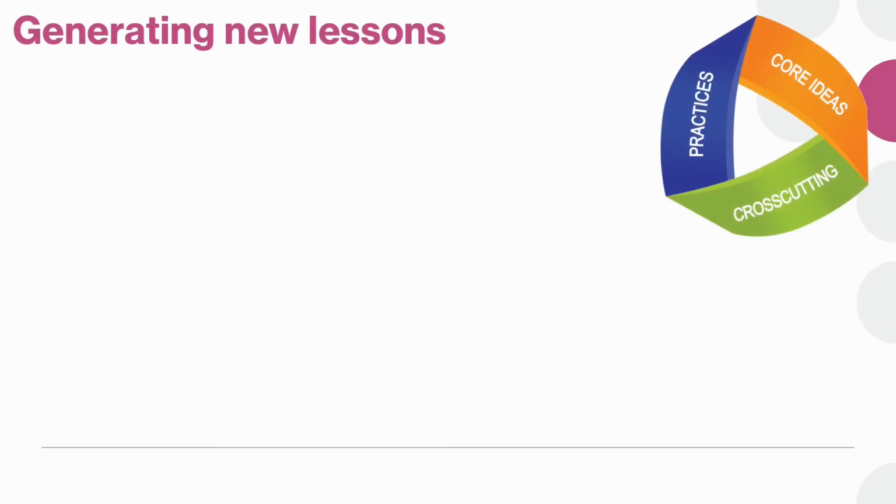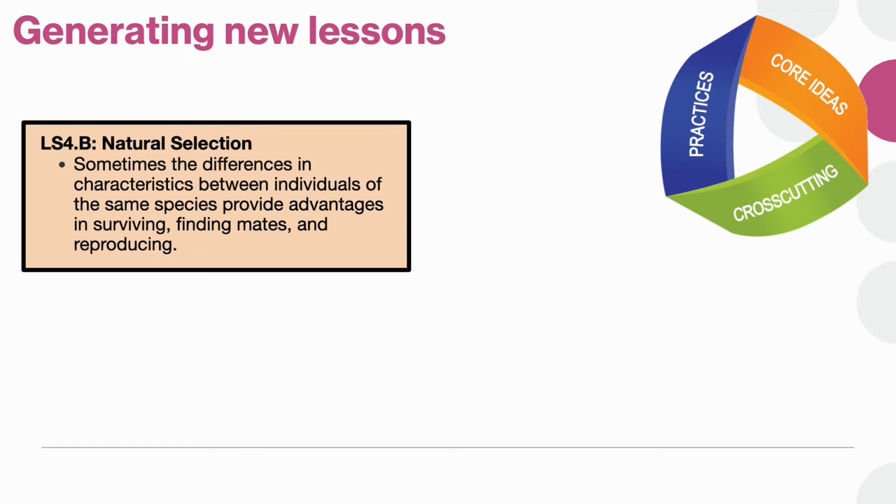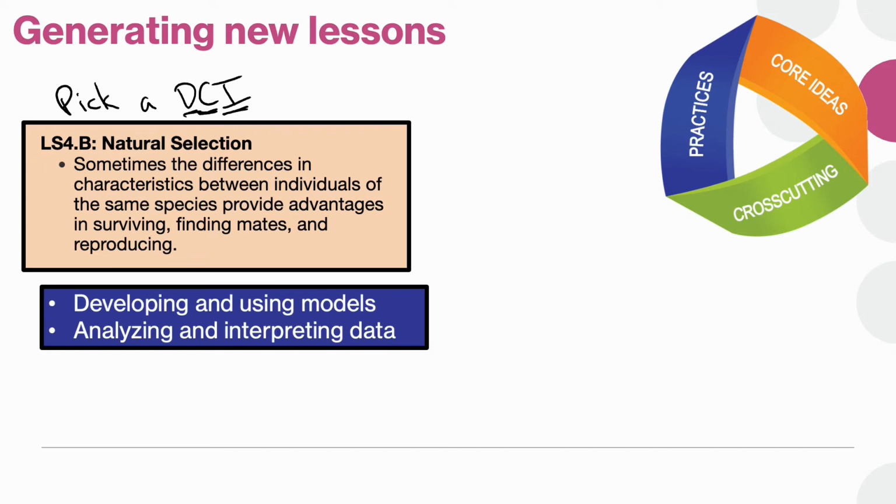So when we look here at generating new science lessons, really the first step is to pick a DCI, one of these disciplinary core ideas. And here I use the one for natural selection, the idea that certain individuals within a species are better adapted than others, and as a result, over time, they might survive and reproduce better, and so you see some change in an average within your population over time due to selective pressures.